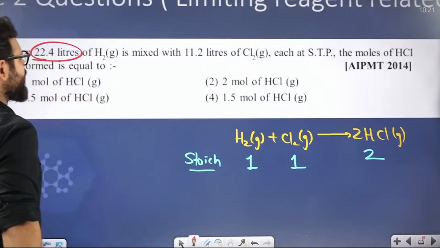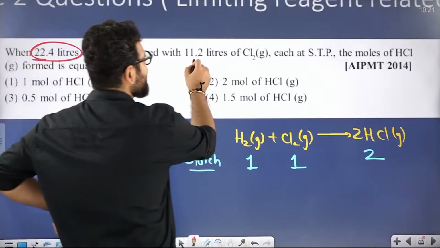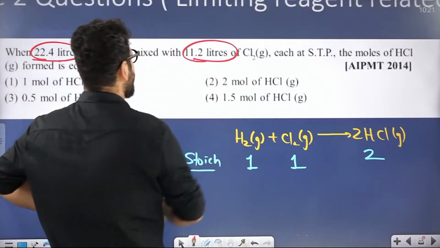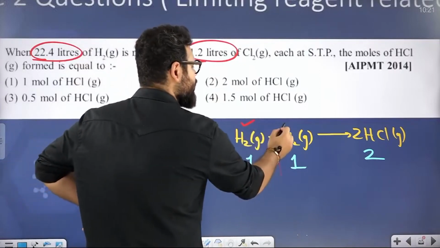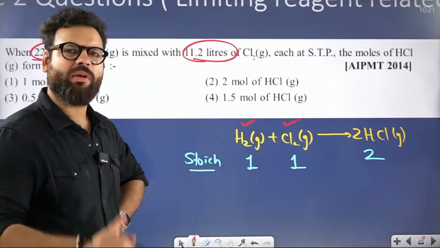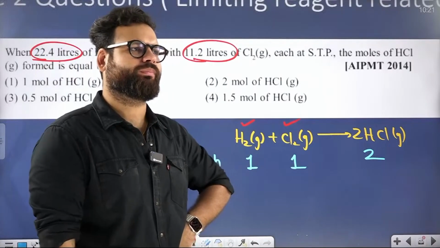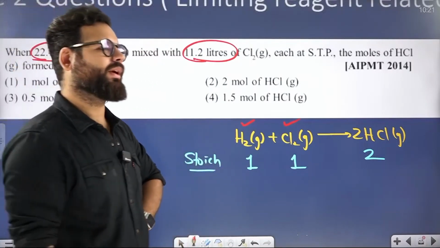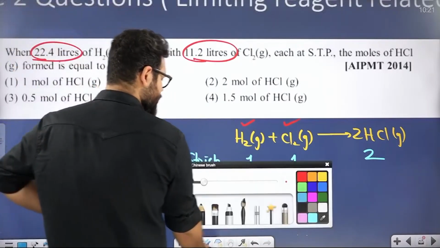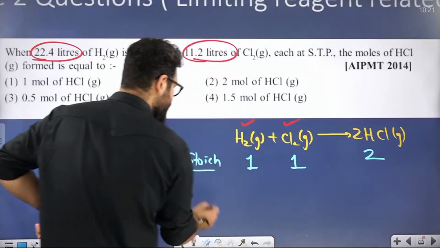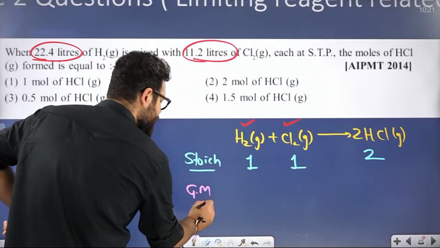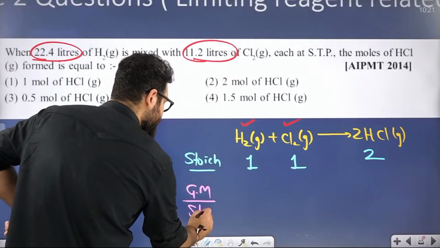22.4 liters of hydrogen gas reacts with 11.2 liter of Cl2 gas. This is also given. So the question is from limiting reagent. So how to find the limiting reagent? Do given moles by stoichiometry.